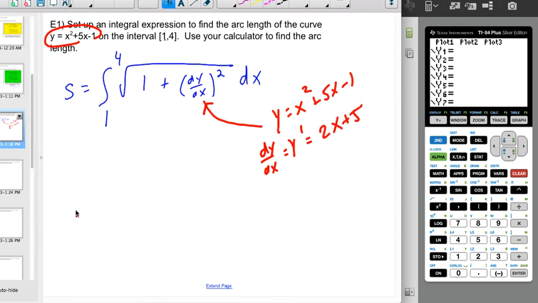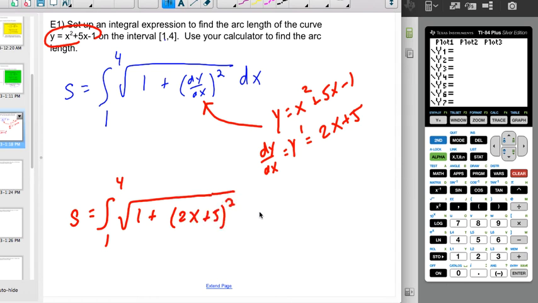So my entire job, what I need to do to get credit on this problem, is I need to write the integral from 1 to 4 of the square root of 1 plus 2x plus 5 quantity squared. Don't bother to clean it up. Nobody cares. And then I'm going to go ahead and integrate on my calculator. That's it. That's 100% my job.